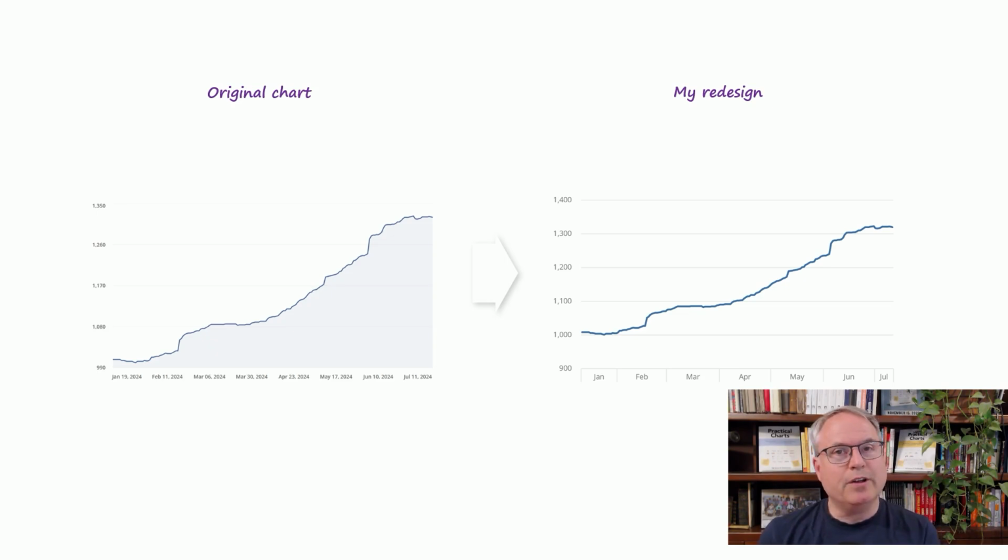And in this short video, I'm going to do a chart makeover. I'm going to take the chart on the left and turn it into the chart on the right. Now, I know at first glance, these don't look that different, but as I hope you'll see, there are some important changes that are actually going to make the chart on the right a lot easier to read.